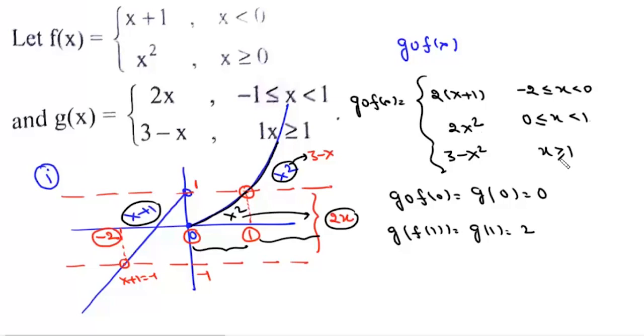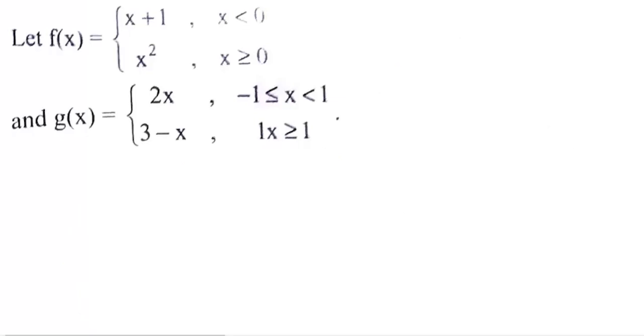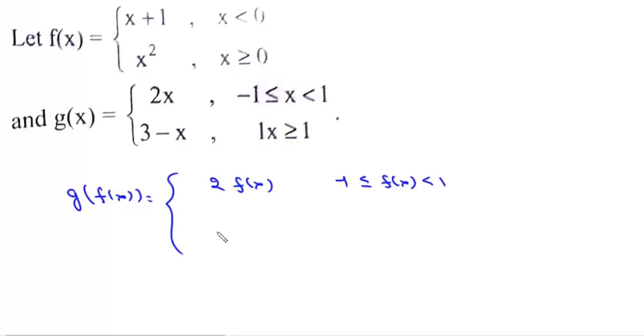Now we'll solve this using the algebraic method. So here we have to find g of f(x), which is 2f(x) when f(x) lies between minus 1 and plus 1, and it will be 3 minus f(x) when f(x) is greater than or equal to 1. Now f(x) has two definitions. So first we'll consider this definition.